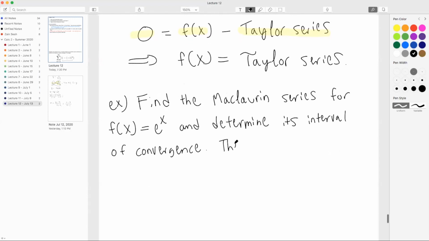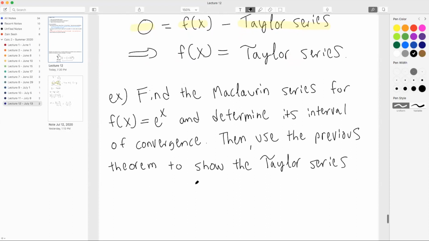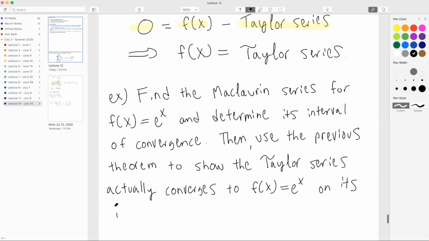Then use the previous theorem to show the Taylor series, so I know this is a lot of writing, use the previous theorem to show the Taylor series actually converges. So that's really what we're after. Actually converges to e to the x on its interval of convergence.